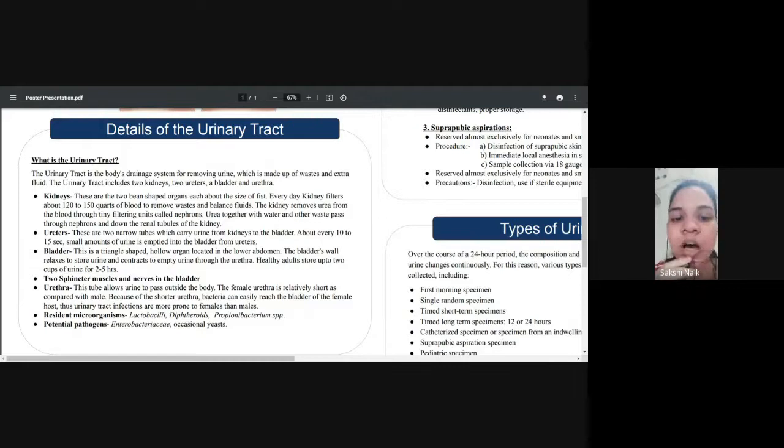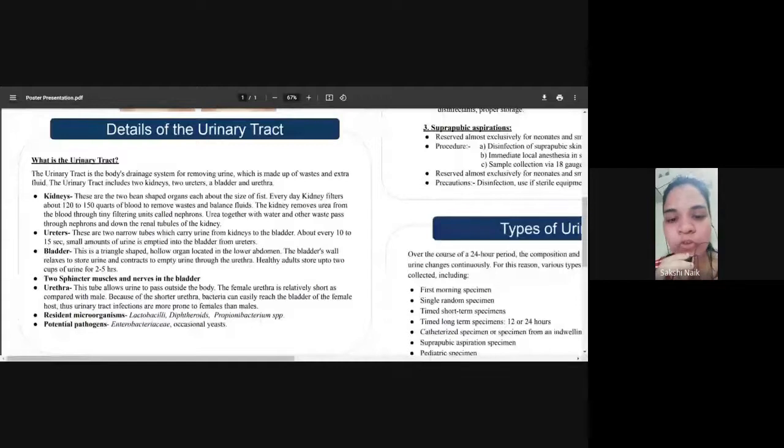So kidneys. These are two bean-shaped organs, each about the size of a fist. They are located just below the ribcage, one on each side of the spine. Every day, the kidneys filter about 120 to 150 quarts of blood to remove waste and balance fluids. This process produces about 1 to 2 quarts of urine per day. The kidney removes urea from the blood through tiny filtering units called nephrons.